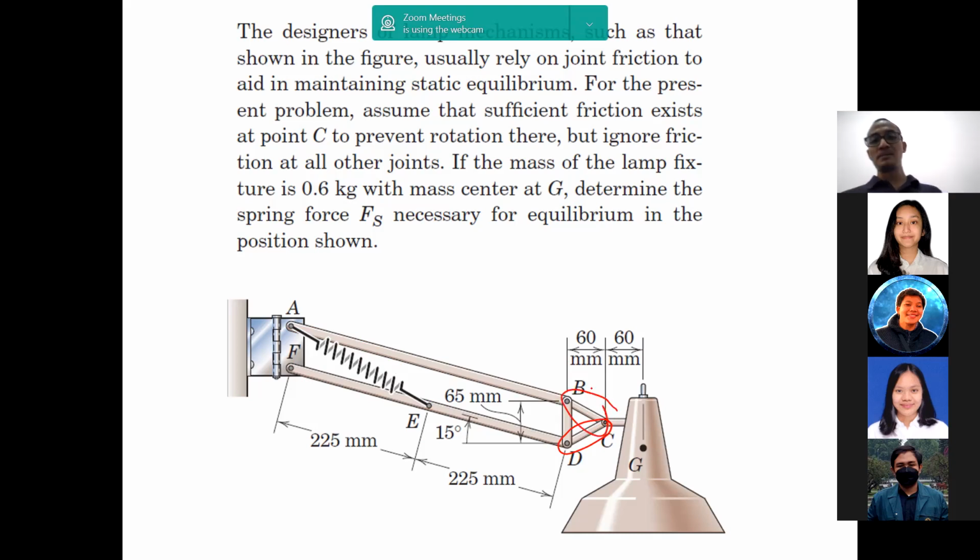Please be careful at BC and CD because it is known from the problem that C here is a pin with friction. Pin with friction. Remember that I told you guys that a two force member happens when both ends are pins, but there is no friction there. So BD is a two force member, correct? But BC and DC are actually not two force members.